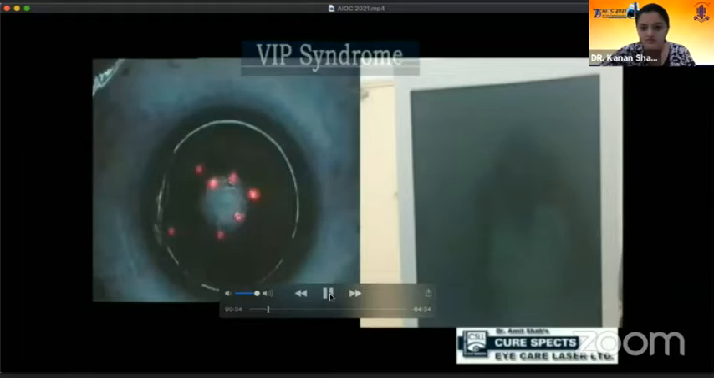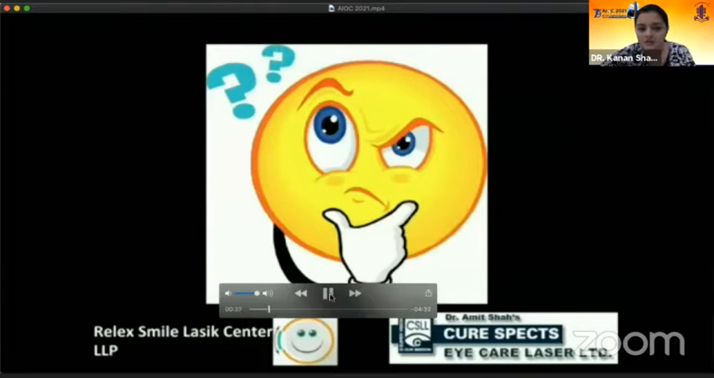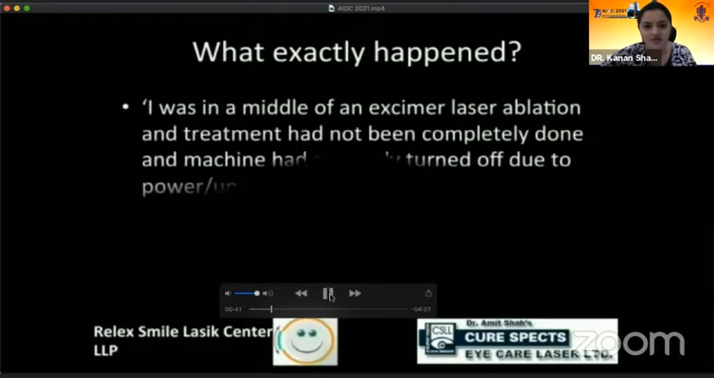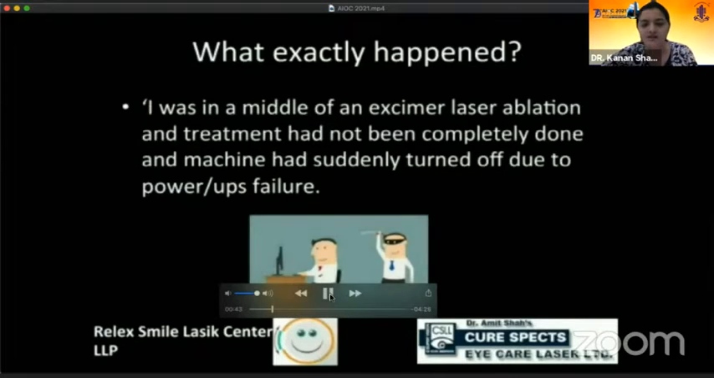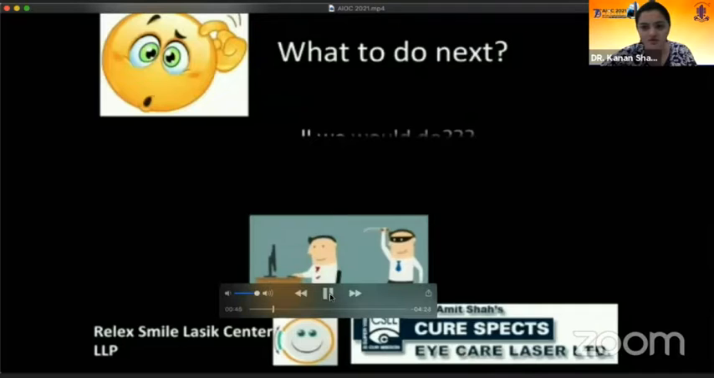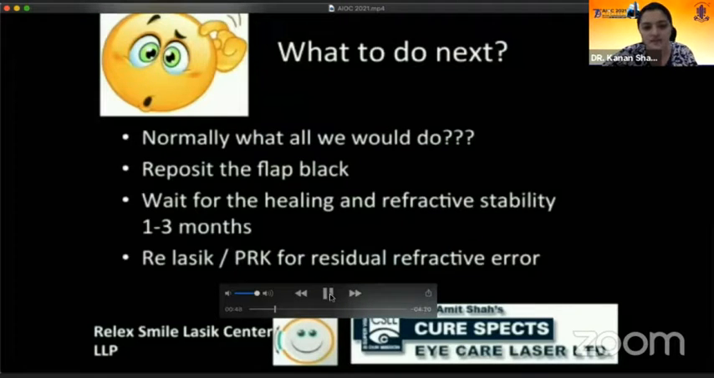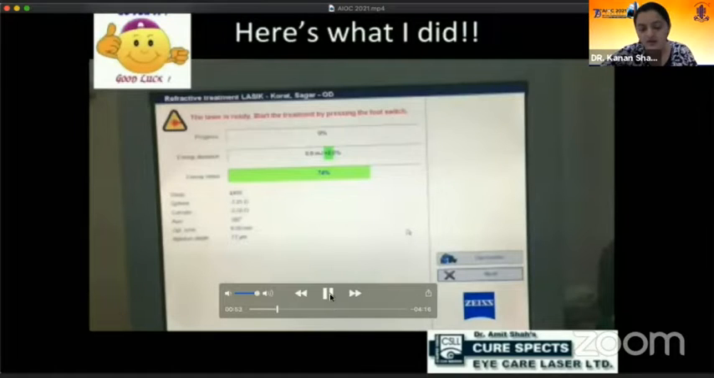What has exactly happened is I was in the middle of the excimer laser and the treatment had not completely been done, and suddenly the machine turned off because of the power supply or because of the UPS failure. So what generally we all do is reposit the flap back, wait for 1 to 3 months, and do the reposition or the PRK afterwards.